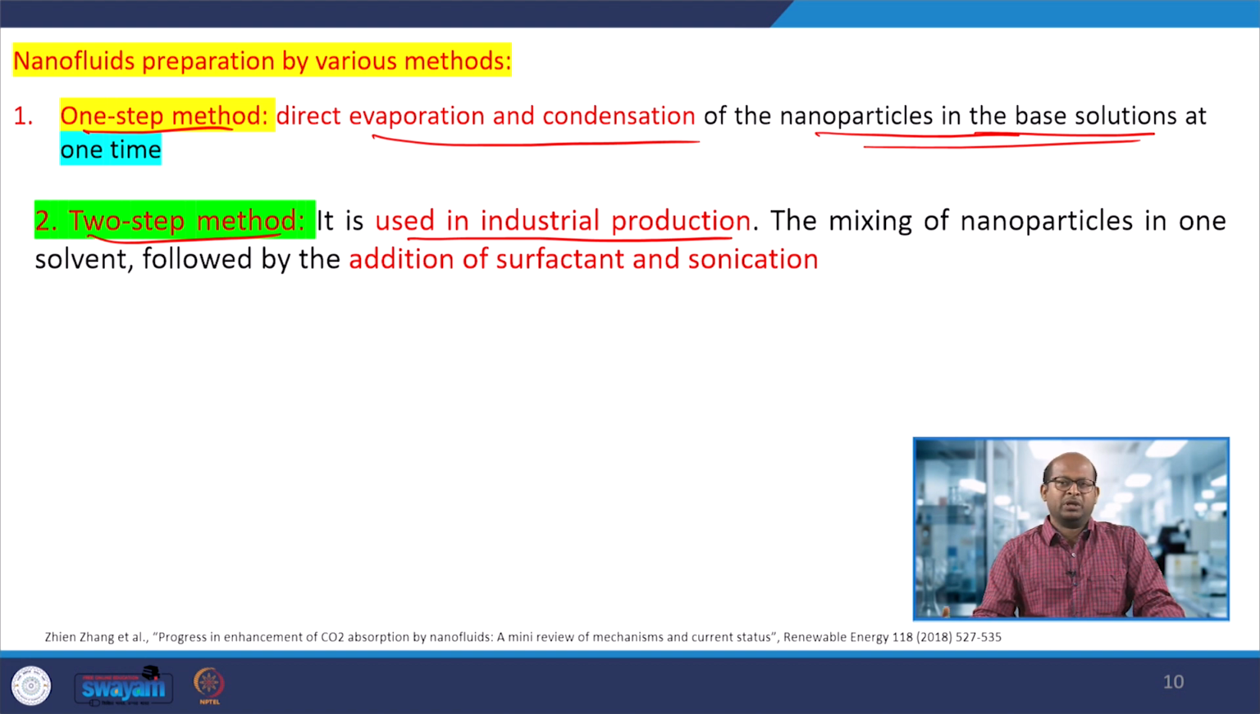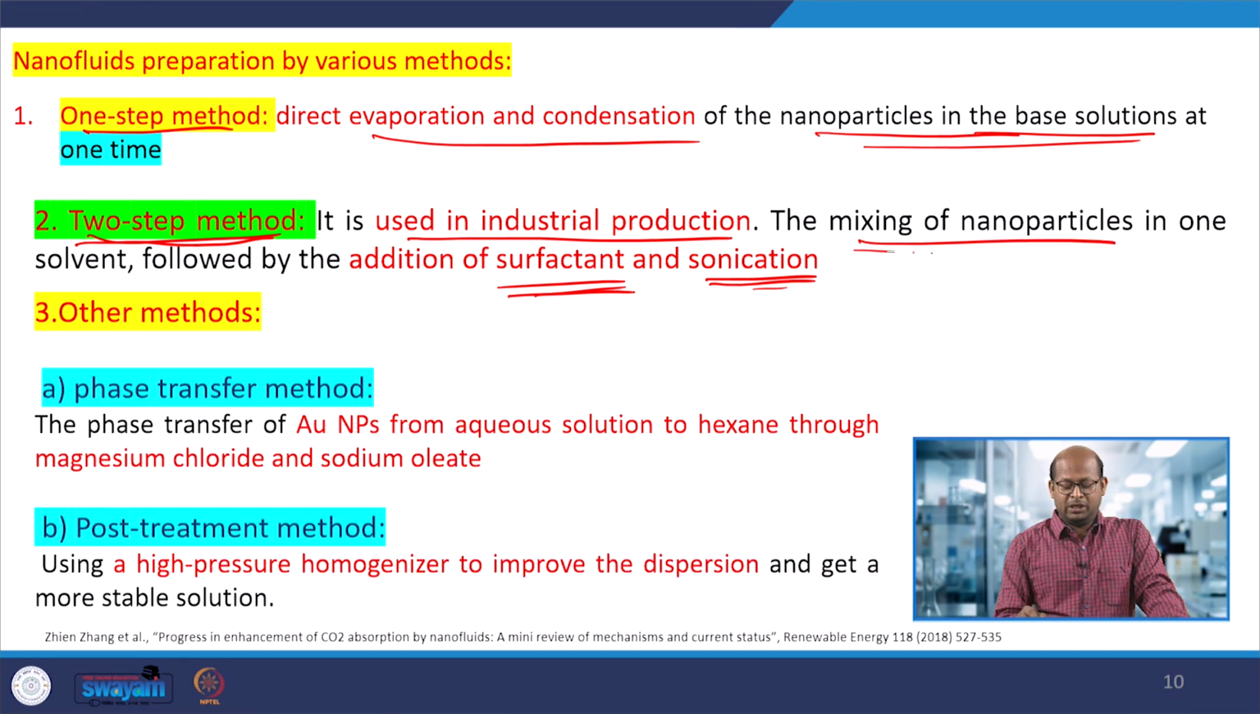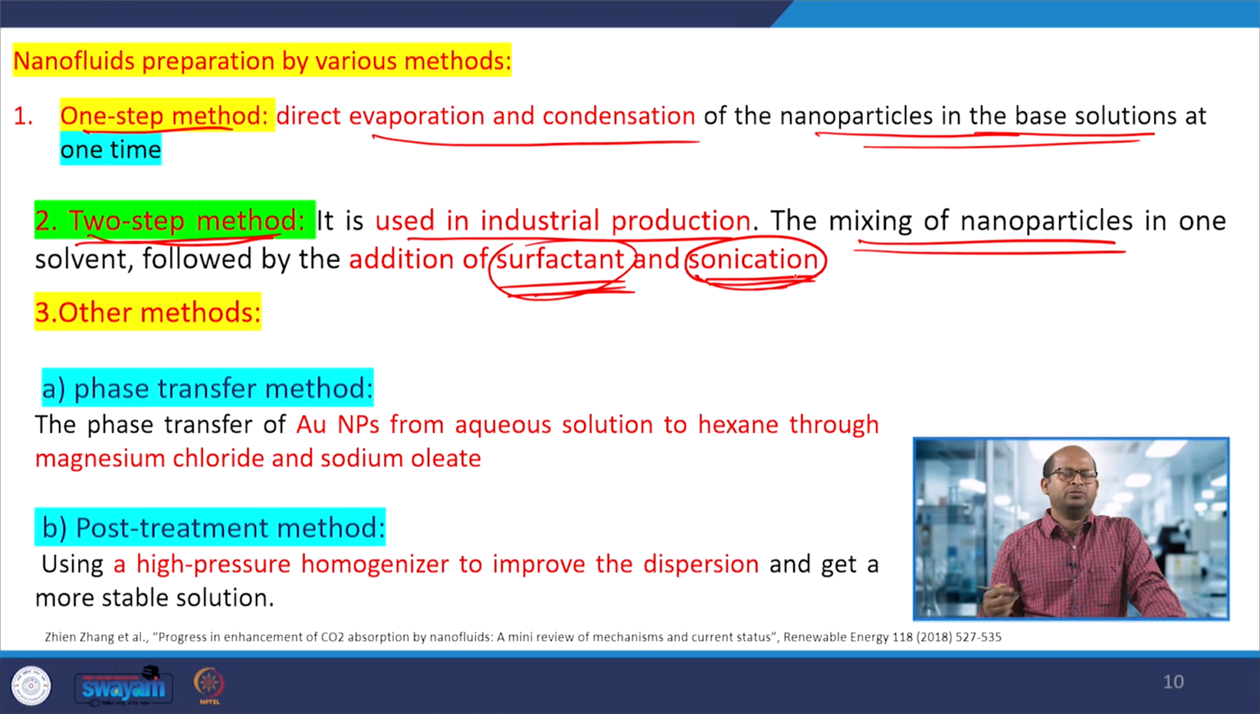Then we can get homogeneous mixtures of nanofluids. In the two-step method, in addition to that, in the second step we can use some surfactants or sonication. These are additions to improve the stability of the nanomaterials in that fluid. So, along with the nanomaterials, we can use surfactants, and at the same time perform sonication to get better stability of the nanomaterials.